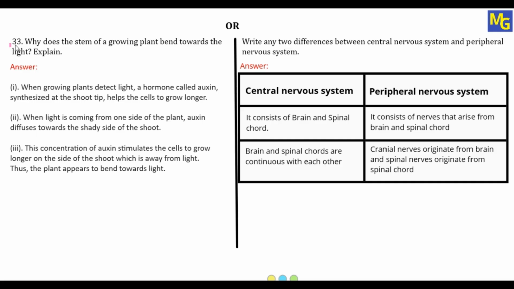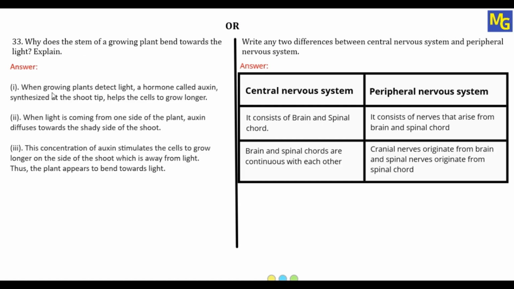Now question number 33. Why does the stem of a growing plant bend towards the light? Explain. This question again has an OR option. First we will see the first question. Here we have to answer why the stem of a growing plant bends towards the light.